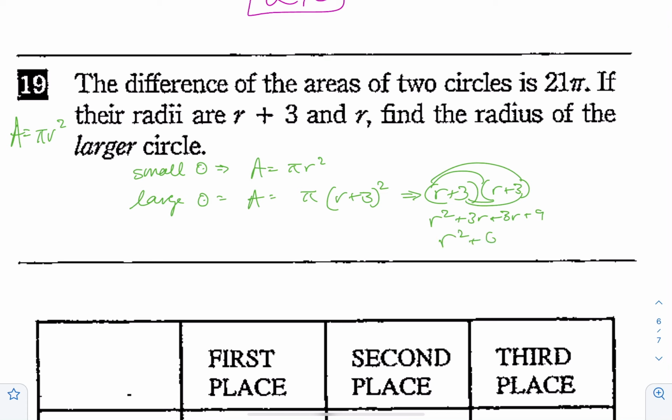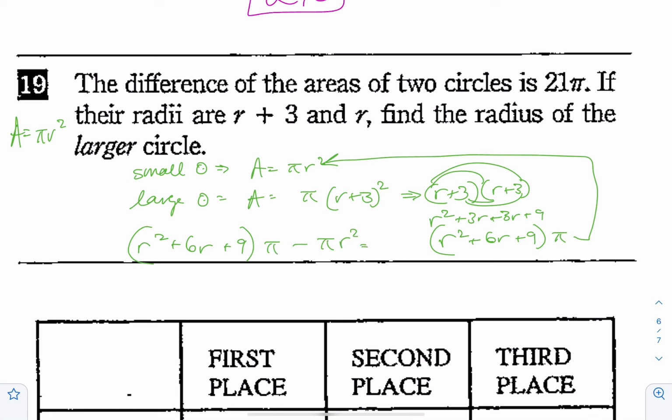or r squared plus 6r plus 9, and you're multiplying this by pi. And this subtracted by, this is 21 pi. So r squared plus 6r plus 9 pi minus pi times r squared is equal to 21 pi. So here, the r squareds will cancel out. So that means that 6r plus 9 will have to be 21. Or 6r, if you subtract 9 from both sides, is equal to 12. So r is equal to 2.